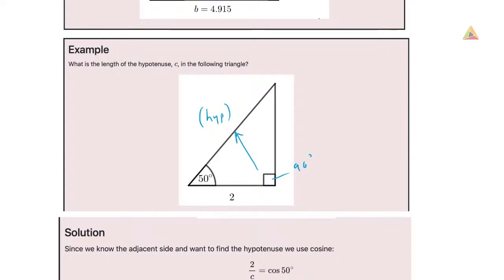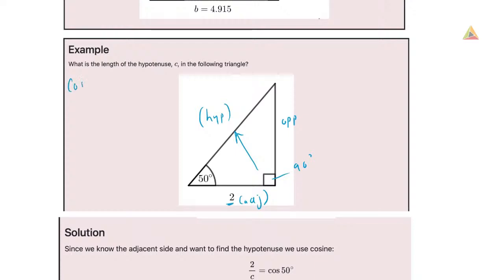So let's label our sides. So we have our hypotenuse labelled. This is our angle 50, so this must be the opposite because this is the side that's opposite 50. And 2 is our adjacent. Now we have to use what we have. So we have 2, so we need to use a formula with adjacent in it. And we are looking for hypotenuse. So we need a formula with A and H. And that's going to be cos.